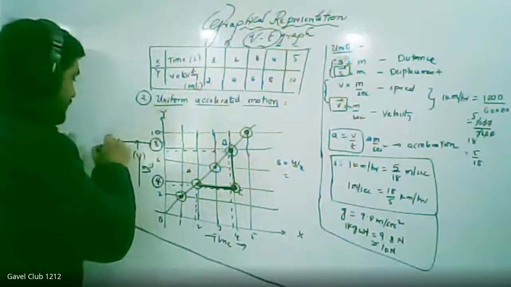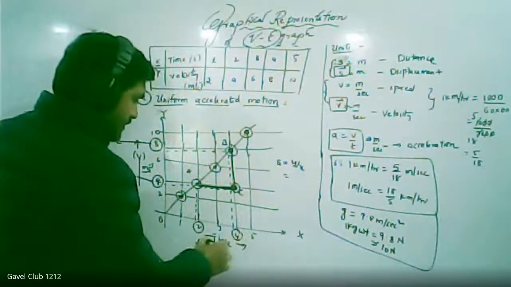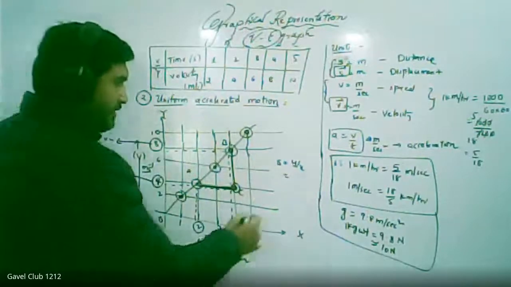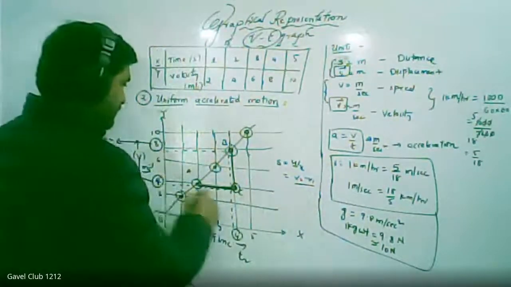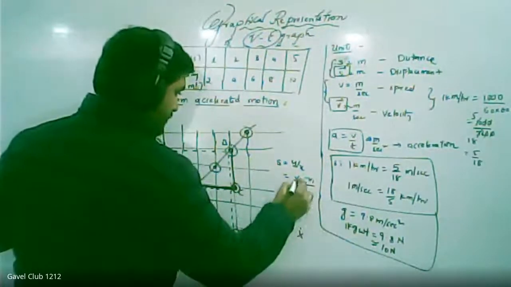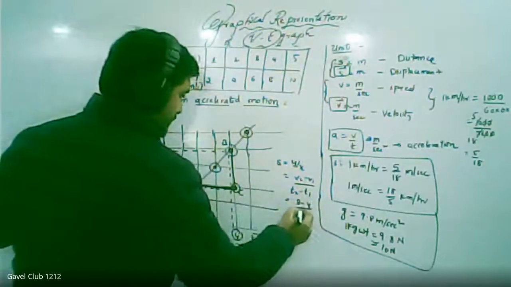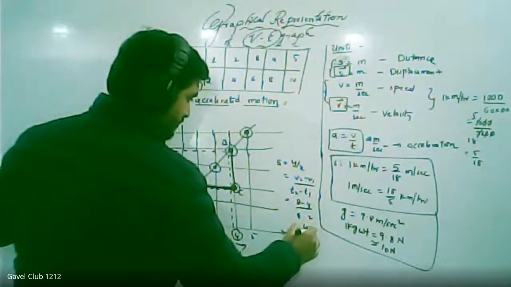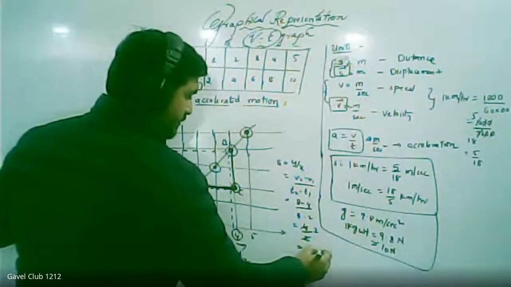This is v2 and this is v1, and here it is time t1 and this is time t2. So v2 minus v1, final velocity minus initial velocity, is 8 minus 4. And time is t2 minus t1, final time minus initial time. So (v2 minus v1) divided by (t2 minus t1) is (8 minus 4) divided by (4 minus 2). 8 minus 4 is 4, divided by 4 minus 2, which is 2. That gives 2. So the acceleration is 2 meters per second squared.